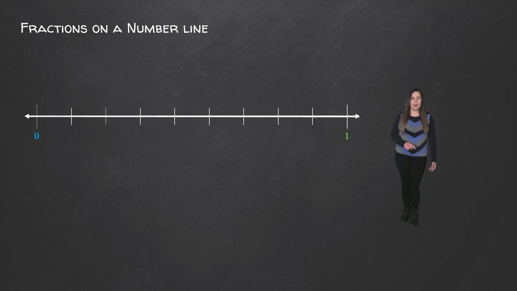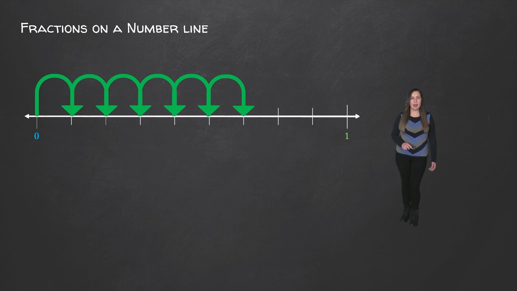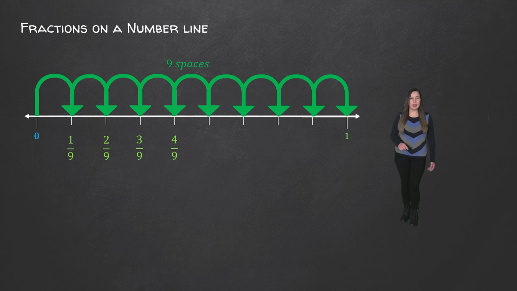For our next number line, we have 1, 2, 3, 4, 5, 6, 7, 8, 9 spaces in between 0 and 1. So that means that it takes 9 out of 9 spaces in order to make 1. So we're counting up by ninths. We have 1 out of 9, 2 out of 9, 3 out of 9, 4 out of 9, 5 out of 9, 6 out of 9, 7 out of 9, 8 out of 9, and 9 out of 9, which makes one whole. And we don't need to have that because that's equivalent to 1.